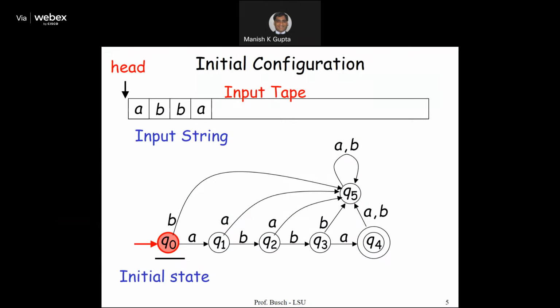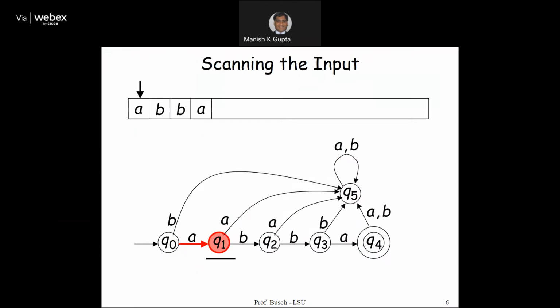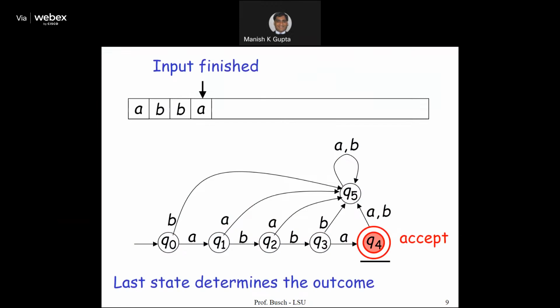You read A, move to Q1, then you read B, move to Q2, you again read B, move to Q3, and again read A, move to Q4. So we accept it. Input is consumed and we are in the final state, so we accept it. Okay.